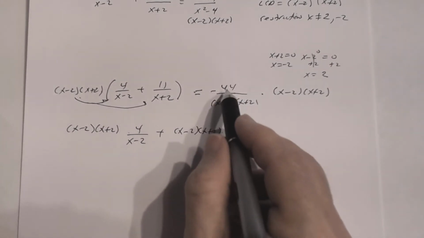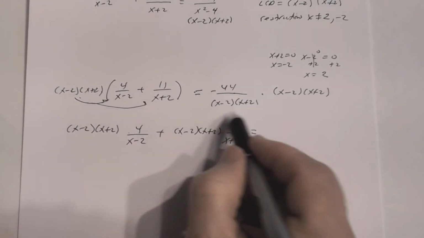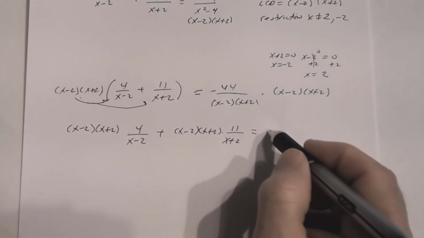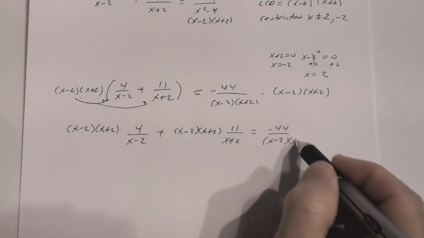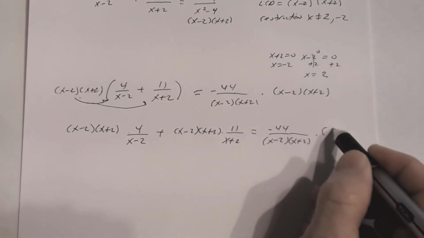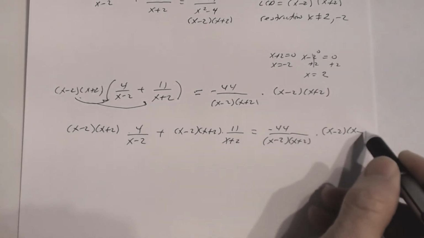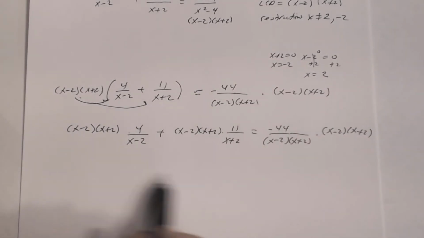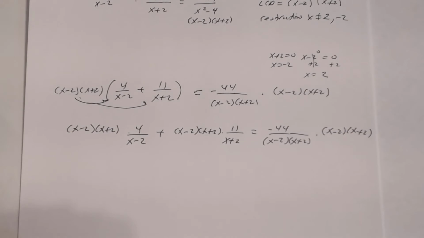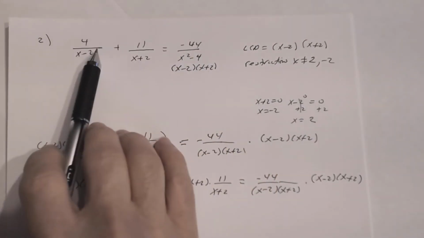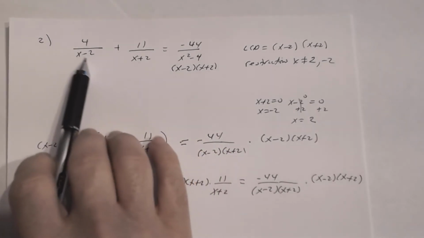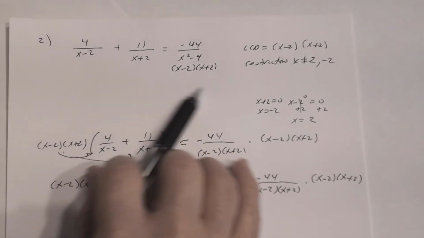Now notice I didn't put that in parentheses, there's just one fraction here. So you get negative 44 divided by (x minus 2)(x plus 2), times the LCD. All right, now at that point, that's where you're going to then reduce. Now remember, the whole point of multiplying both sides by the least common denominator was to get these denominators to be factors of 1.